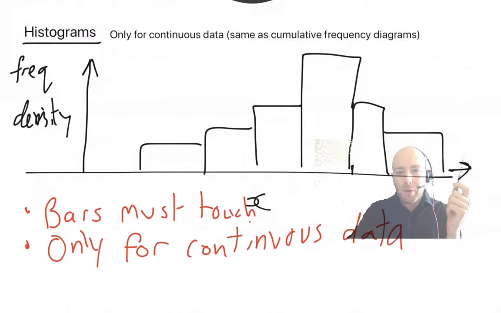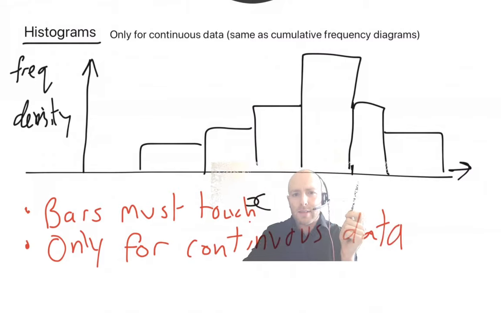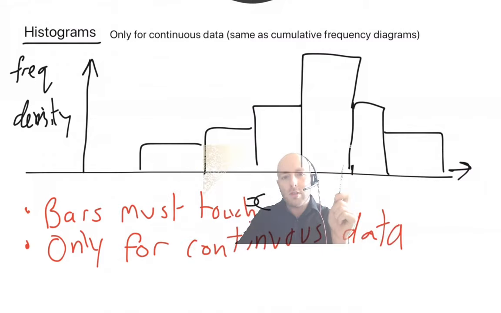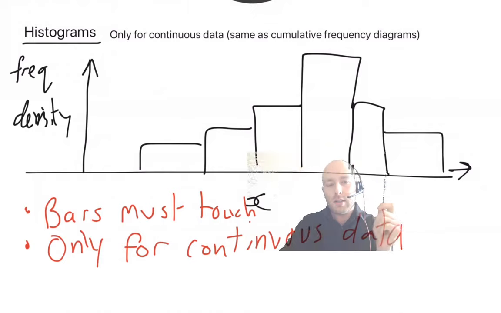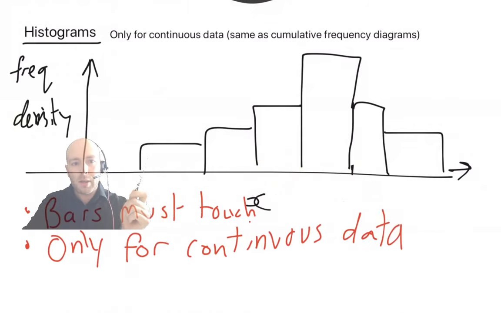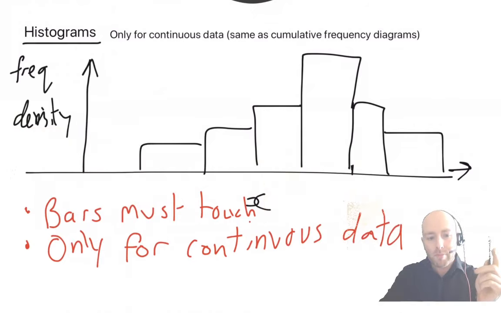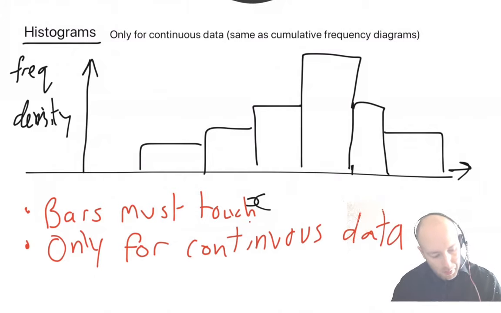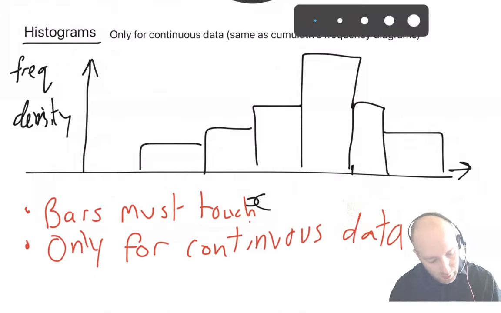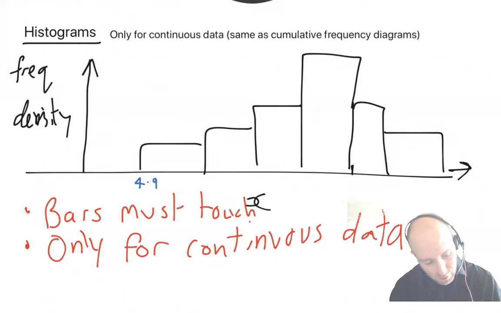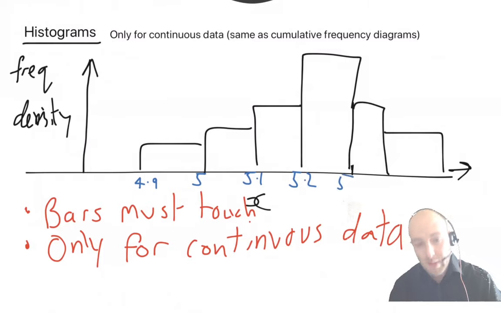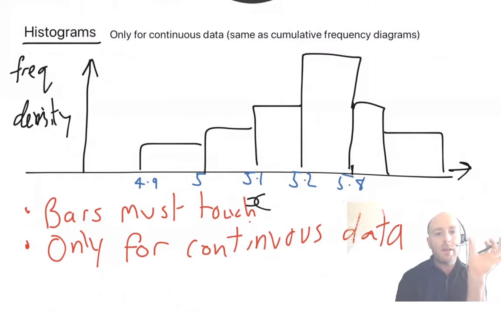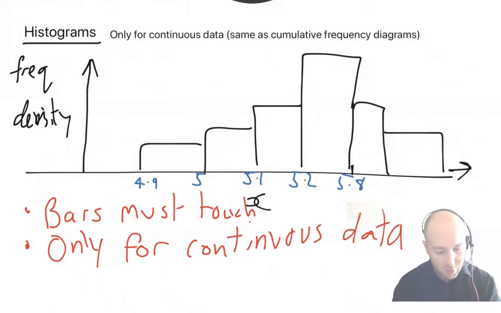Reason being, we need to have this continuous x. The bars can't touch because these margins are continuous, so you get one bar going into the next bar. So this might be, I don't know, 4.9 to 5. This might be 5 to 5.1, 5.2. This could be 5.8. They don't have to have evenly spread bases. You probably should draw it together.